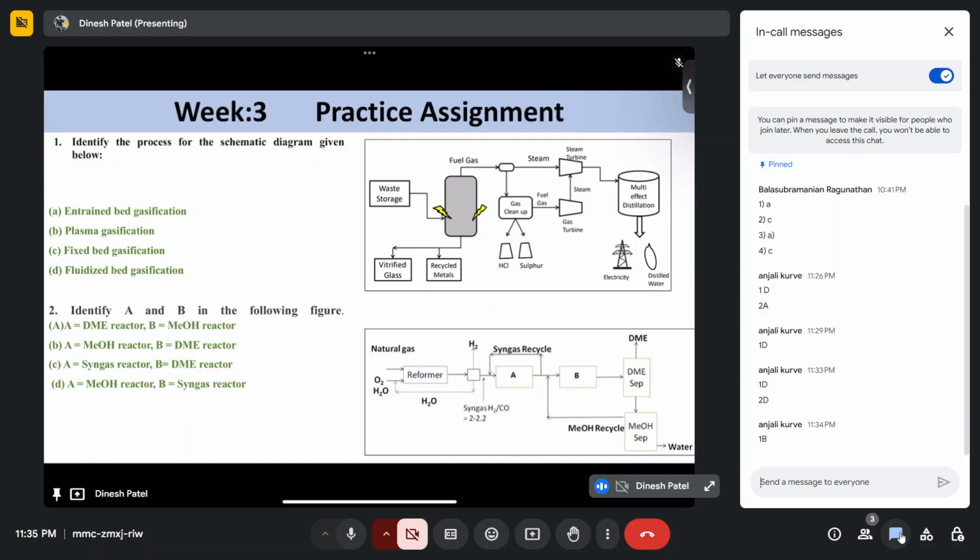So for the first one, correct answer is plasma gasification. Then another one. A reactor is given and you have to identify A and B. As you can see here, this is a DME producer. First you introduce the CO plus H2 gases, oxygen and the natural gas to the reformer. And here this is A. This will be your methanol reactor, because the first step is methanol production only. After that, this methanol will go through the DME reactor and it will produce DME. So correct answer is B.